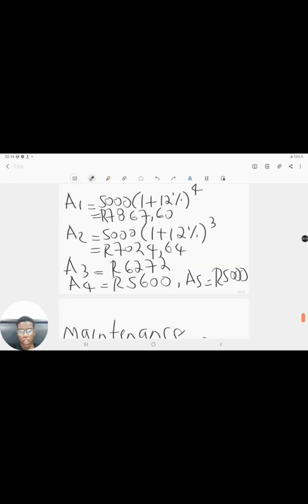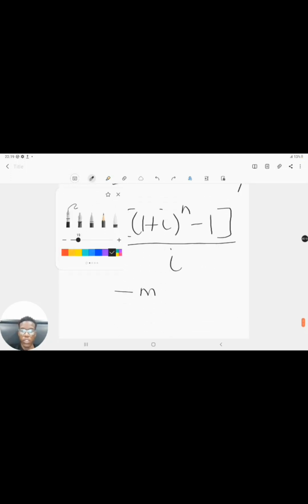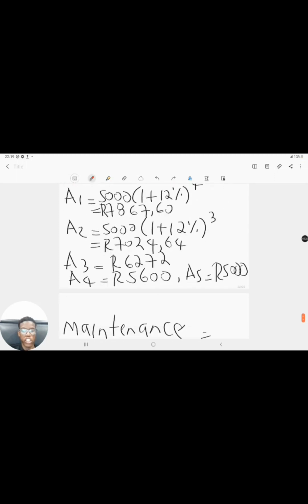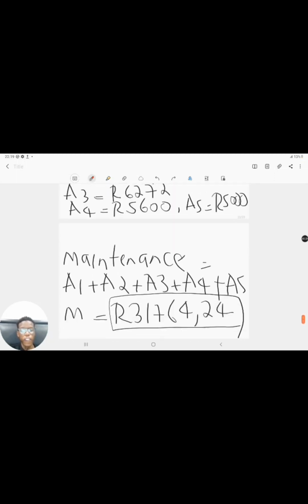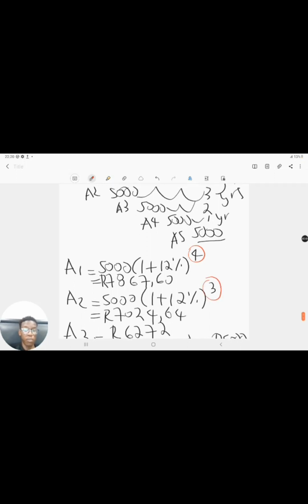Okay, and now as you look at this, I just realized that I made a mistake. The thing was compounded monthly, and in my previous calculations, this was not compounded monthly. I made it compounded yearly. So the approach and the calculation and everything is right. It's just that this should have been compounded monthly.